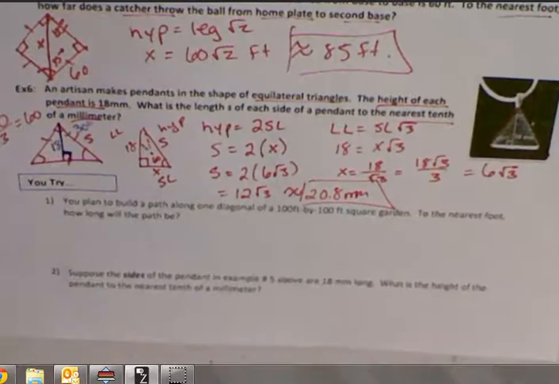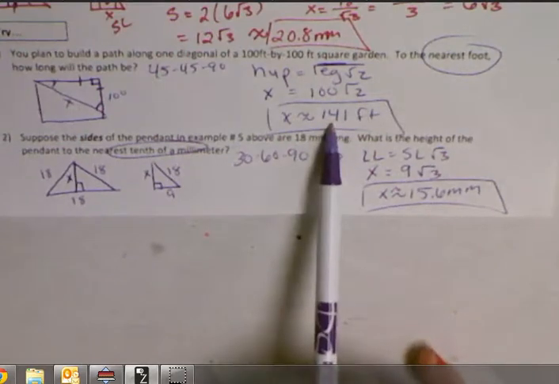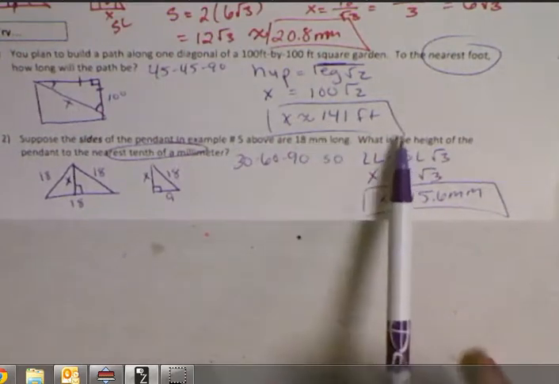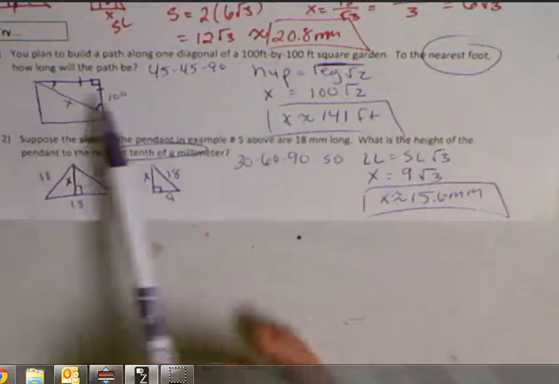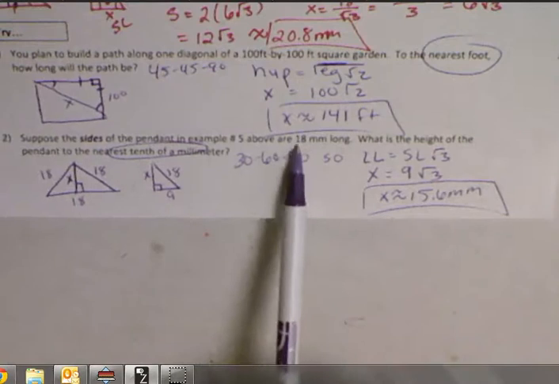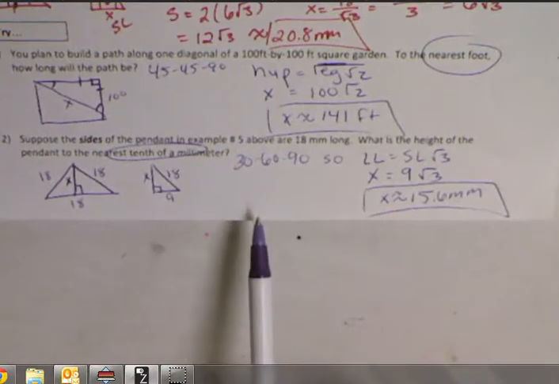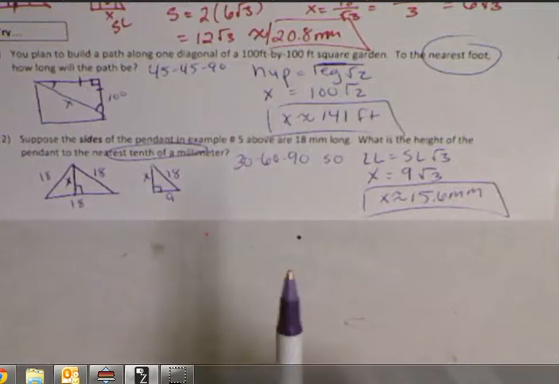Okay, so you pause your video, try the next two, and then check your answer. Okay, you should have gotten approximately 141 feet for your diagonal in your garden, and you should have gotten 15.6 millimeters for the height of your pendant that has side length of 18. If you did not get these, make sure you're jotting down your questions for class tomorrow, and we will see you then.